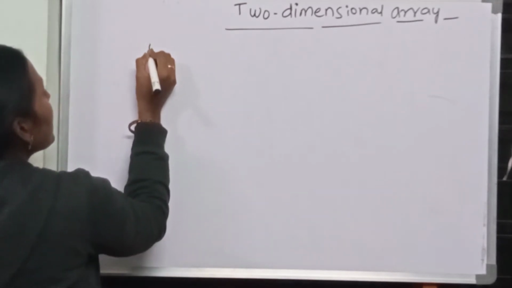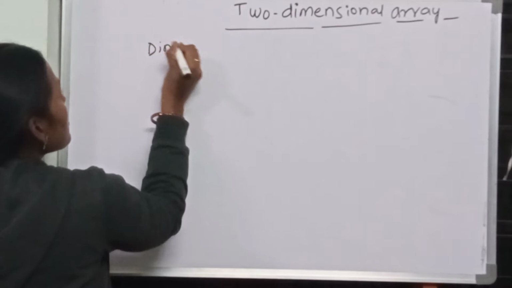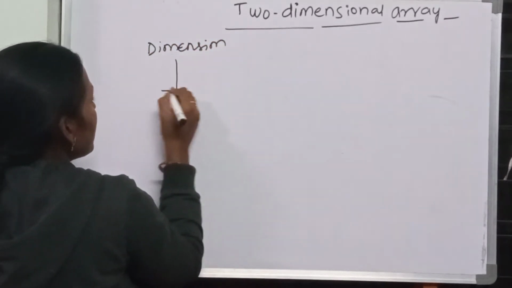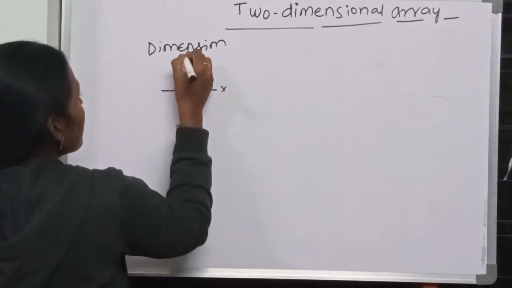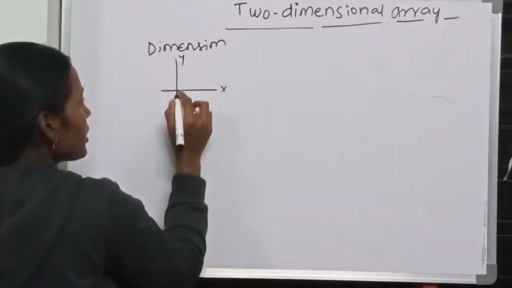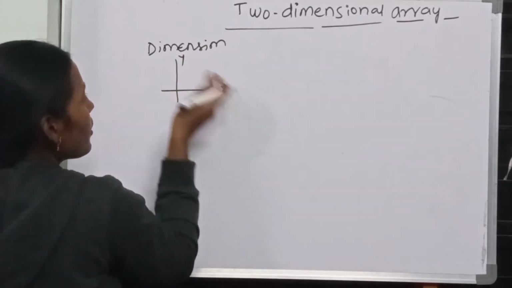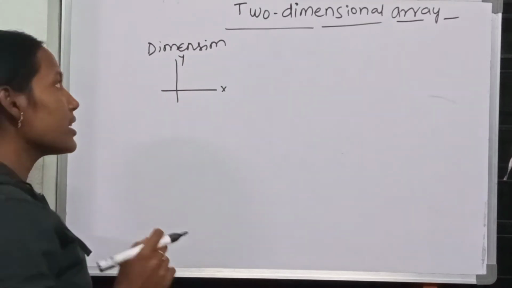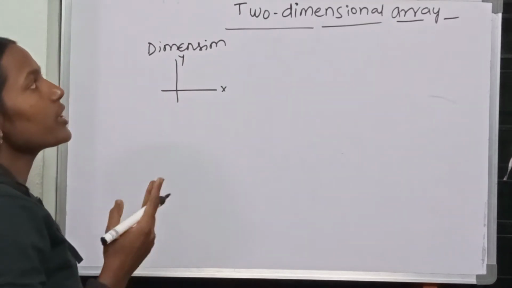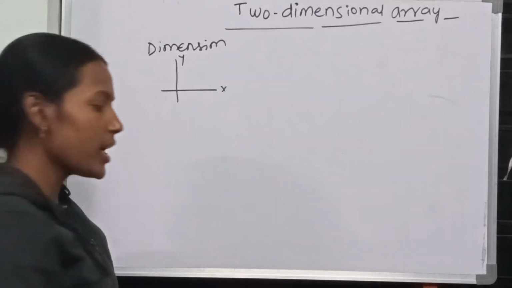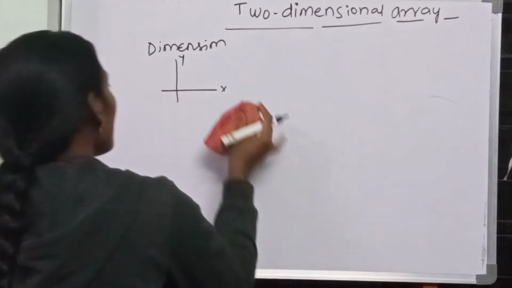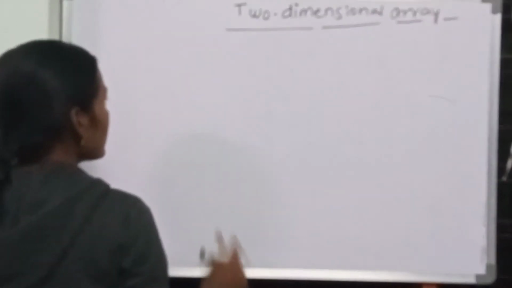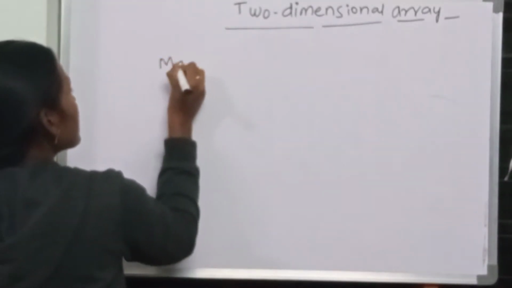So what is meant by dimension? So what is meant by first dimension? That means in the representation of x-axis and y-axis, two things are there, along with the row and along with the column. If you want to represent this kind of data, we go with the two-dimensional array. Mostly the two-dimensional array is used to do calculations regarding matrices.